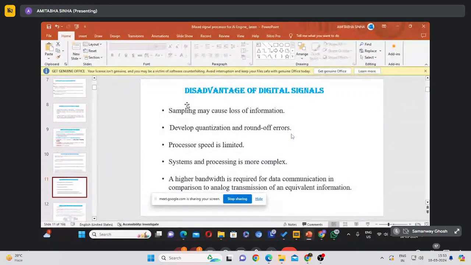And disadvantages of the digital signal. So these all are the advantages of the digital signals, whatever we have discussed so far. There are some drawbacks as well. You should know. Sampling may cause loss of information because when you are sampling, then it won't be exactly the same like the signal. Whatever small it is, some amount of error will be there. So some information is lost.